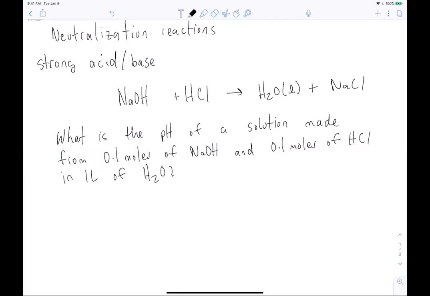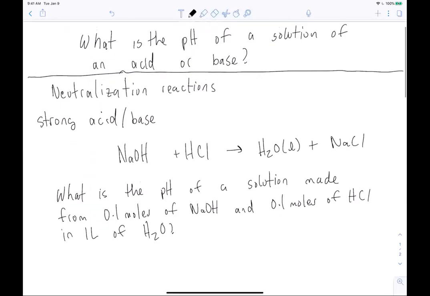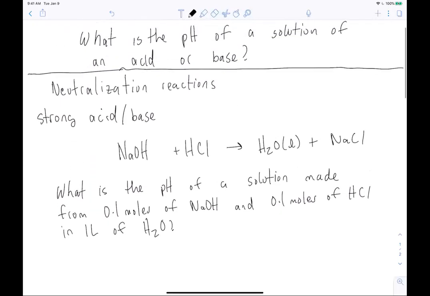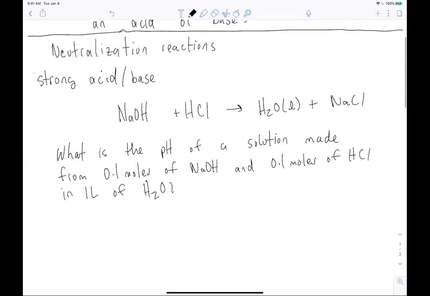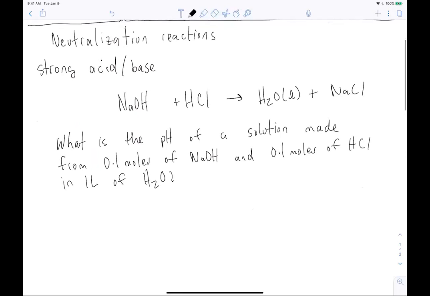Okay, so just since I'm just starting the recording, we're looking at neutralization reactions. I was just saying that you should be able to solve these types of problems where you're asked what is the pH of a solution of an acid or a base, where you just have one or the other present. In a neutralization reaction, essentially you're asking what happens if I have both present? In that case, you have to consider the actual neutralization reaction that takes place.